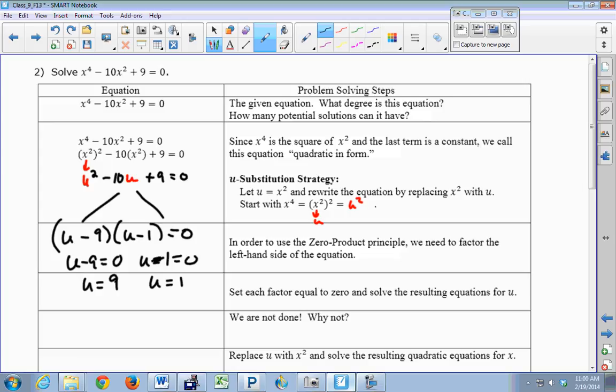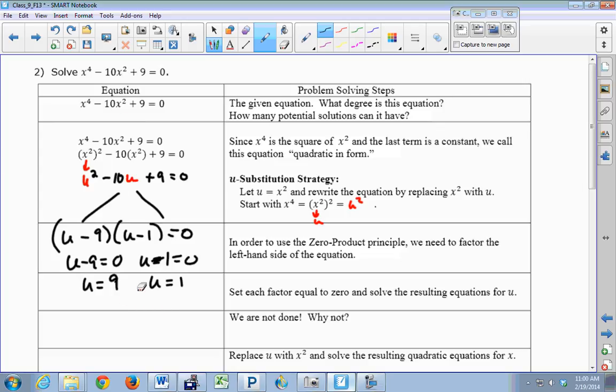The problem is you're not done. Why not? Why can't I just circle that and go on my merry way? Not here, because I don't have any squares in this one. That's the difference. I only have 2 solutions and I know I need 4. We're almost getting there.